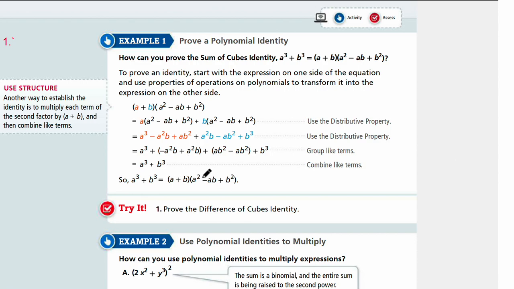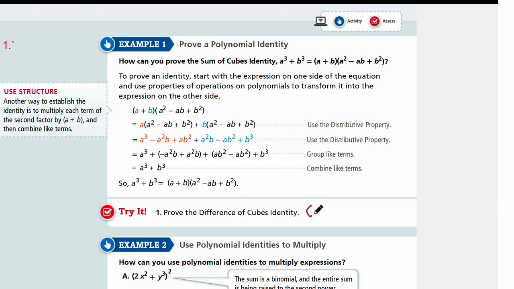So they're identities. Just like this, we're going to prove the difference of cubes identity and try one. Let's pause the video and see if you can prove the difference of cubes identity. Remember that the difference of cubes is (a minus b) times (a squared plus ab plus b squared). See if you can prove that they're equal to each other.